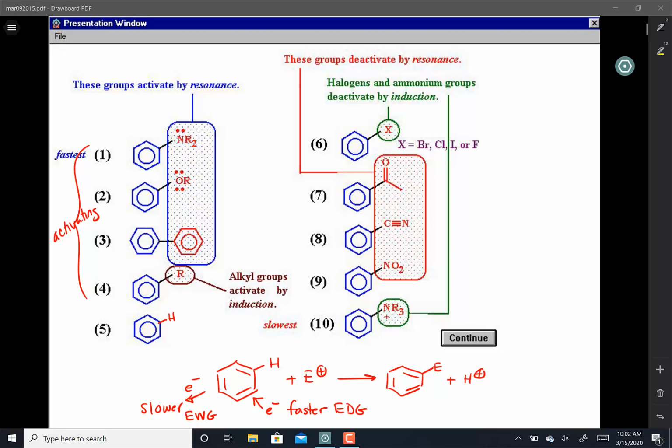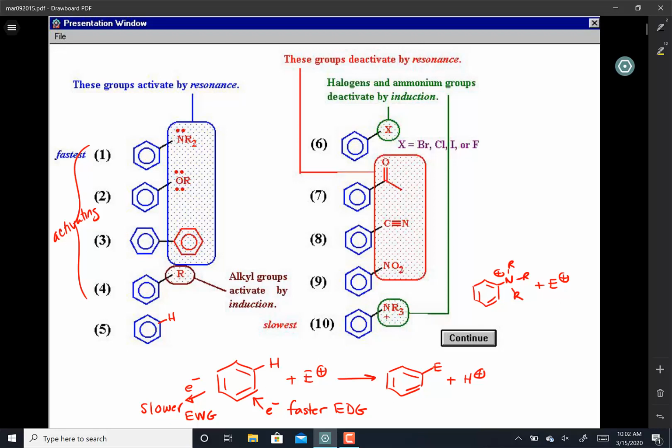NR3+, remembering the idea that if you have a nitrogen with 3 alkyl groups attached to it, which gives the nitrogen a positive charge, it's not necessarily that it is deactivating by induction, although it is. The big problem is I'm trying to react 2 positively charged species, and that's going to cause the reaction to be the slowest.